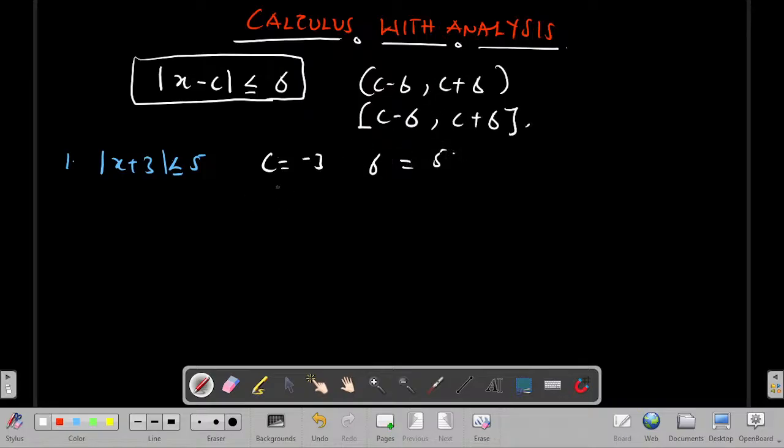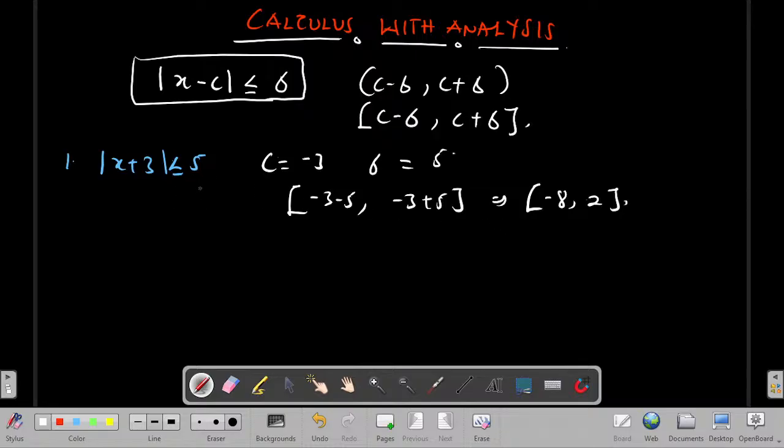Then you come here, let's check something. Meaning that our solution, our interval, is simply going to be c minus delta, that will be negative 3 minus 5, comma, negative 3 plus 5. And what does this give us? We get negative 8 on the lower end, then we get 2 on the upper end. So this is how we solve absolute value problems using the neighborhood approach.